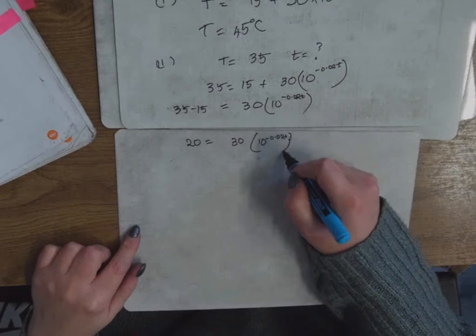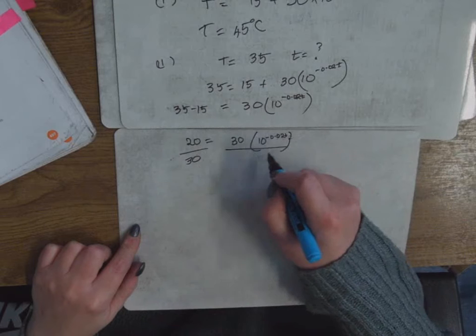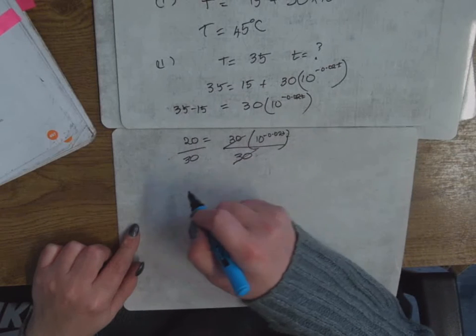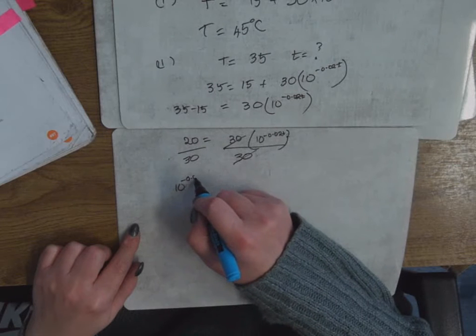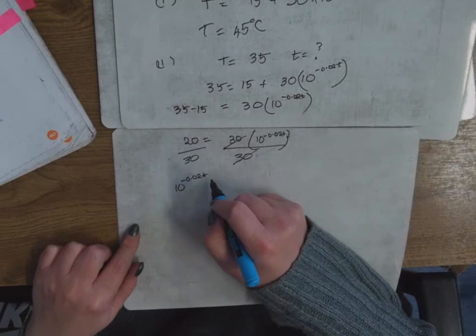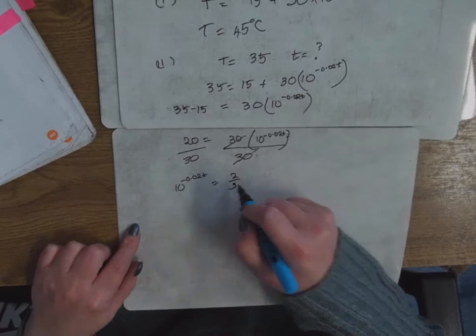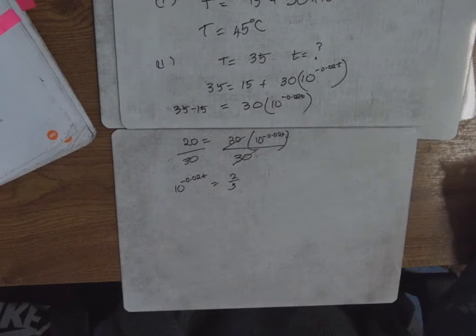Then divide each side by 30. And I'm just going to turn it backwards if that's okay. So when you divide by 30, at one side I'll have 10 to the power of minus 0.02 T equals, and 20 over 30 simplifies to 2/3. Is everyone alright with that? I just wrote it backwards. Are we good with that?